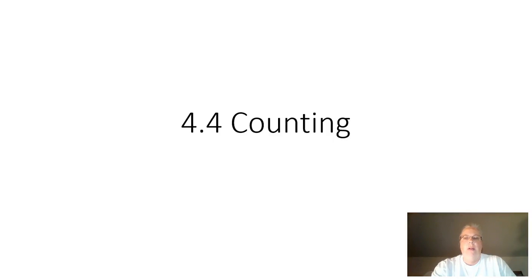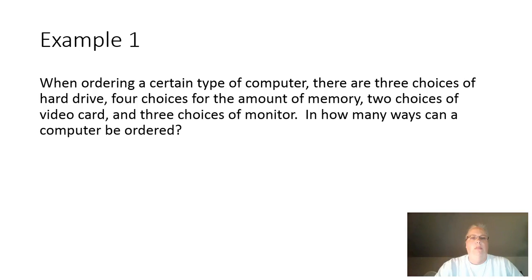Lesson 4.4, Counting. Example 1. When ordering a certain type of computer, there are 3 choices of hard drive, 4 choices for the amount of memory, 2 choices of video card, and 3 choices of monitor. In how many ways can a computer be ordered? Alright, if we apply our fundamental counting principle, then all we need to do is multiply the total number of each of these different options, and that should tell us how many computers there are altogether.